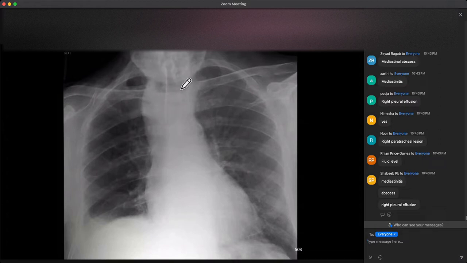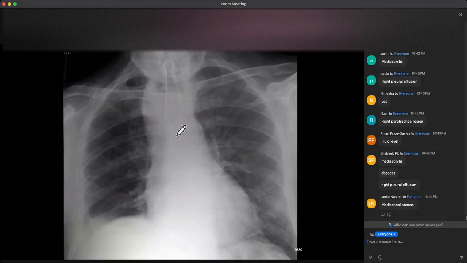So we've got a mediastinal abscess, fluid level, and I drained that using a pigtail catheter, and I used a posterior approach. The patient wasn't fit for surgery, so I drained it percutaneously. It was a bit hairy, I have to admit, but anyway, it was a successful outcome.